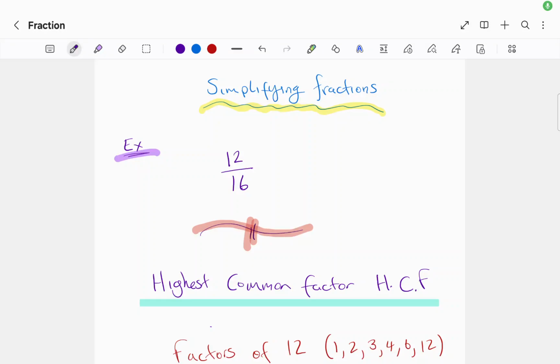Look at simplified fractions, numerical fractions. So does 12 over 16 here look like it's in its simplest form? Well, what we have to do is find what's called the highest common factor of both 12 and 16. So a factor is a number that divides exactly into another number. Or another way to put it, factors are the numbers you can multiply together to make those numbers.